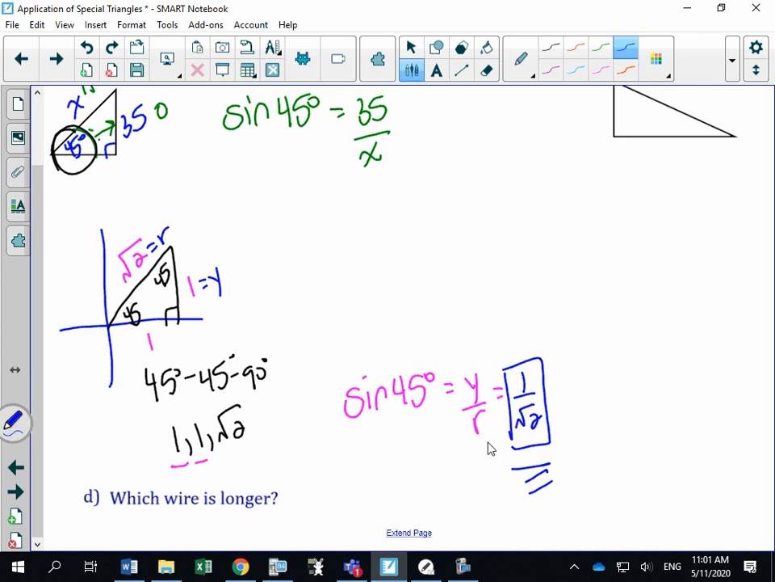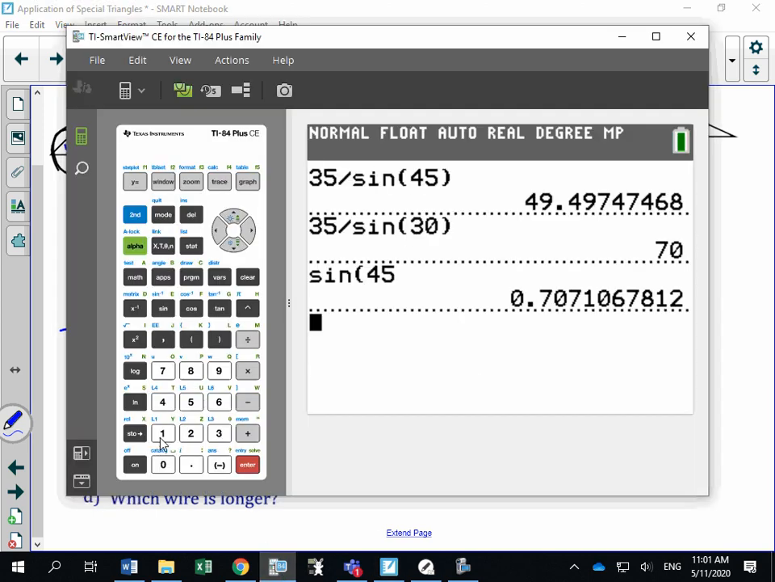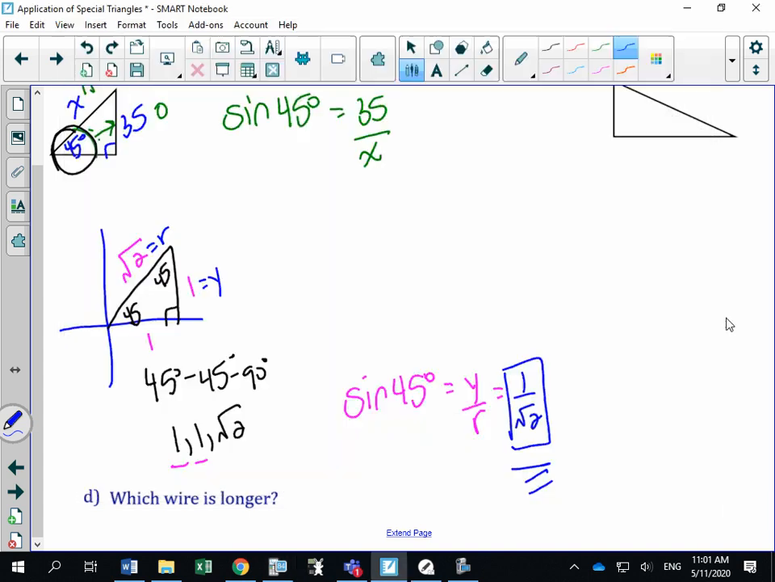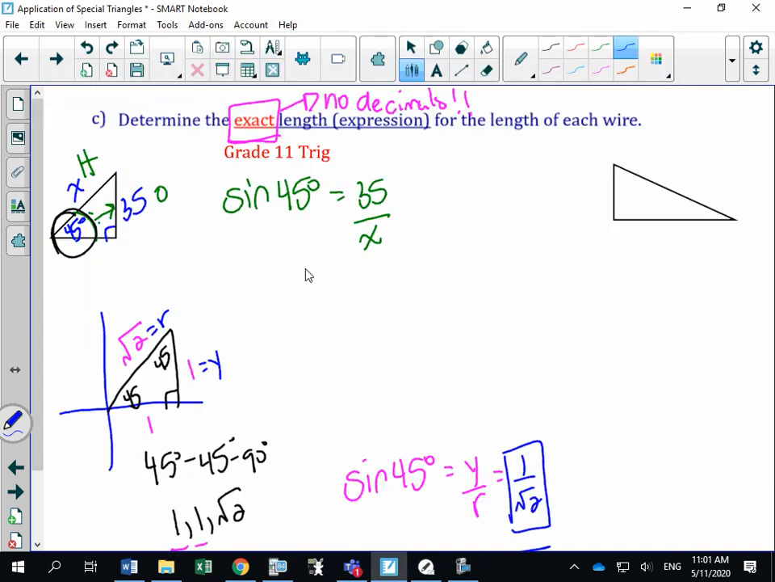Okay, that's an exact value, and I could show you that on my calculator. 1 divided by root 2. Remember, exact values mean no decimals. So this number, written as an exact value, would be 1 over root 2. So what I want you to do is when you see this, you take this out, right? Because we know, according to our special triangles, exactly what the sine of 45 degrees is. The sine of 45 is 1 over root 2.